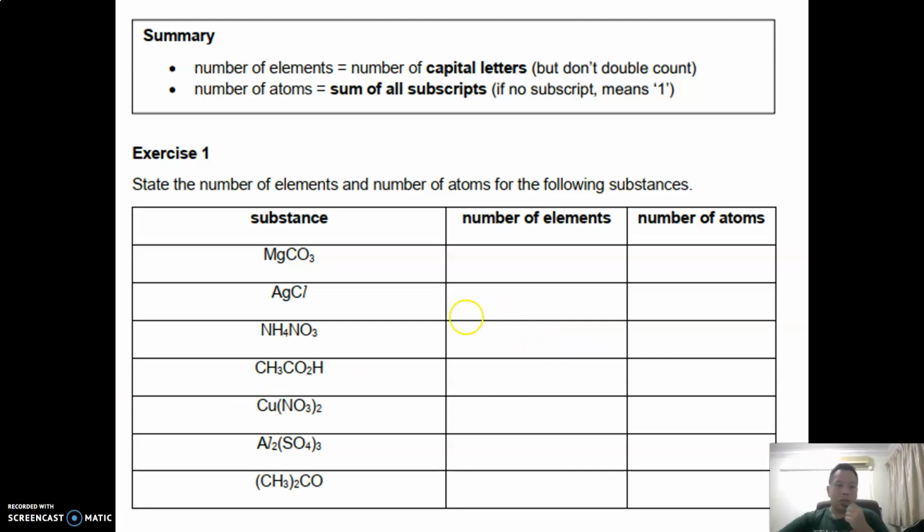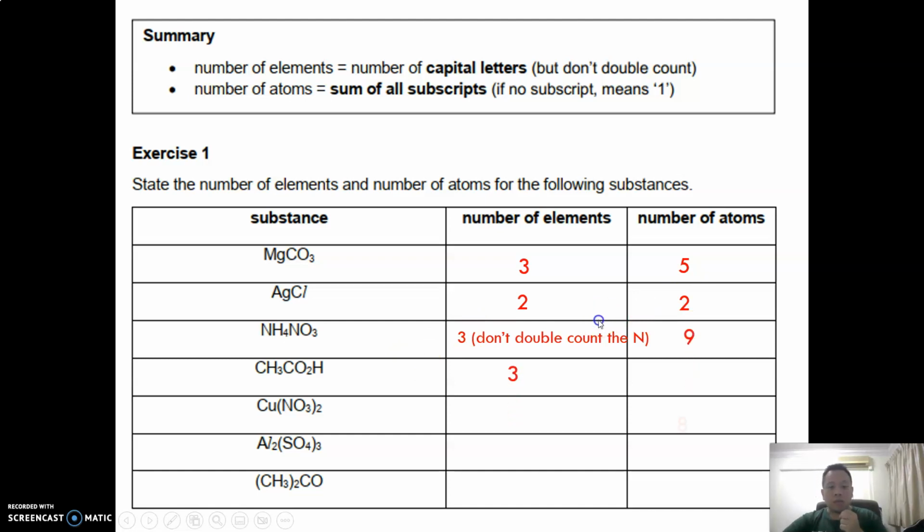I'm not going to spend a lot of time on this exercise because I'm pretty sure you all can do simple math, so I'm just going to give the answers. The only thing I want you to take note of is that for NH4NO3, there are actually 2 N's. The NH4 itself is 1 cation, the NO3 is 1 anion, but again, we don't double count the elements because they are ultimately still the same element, which is nitrogen.